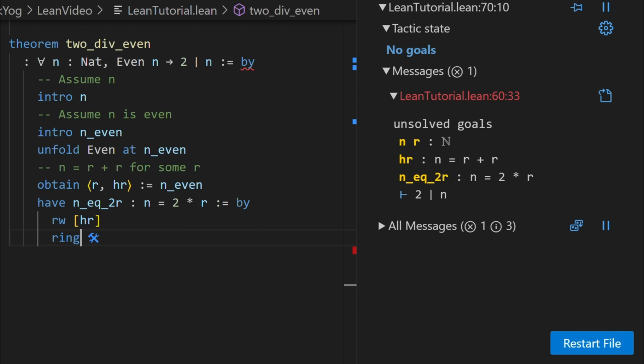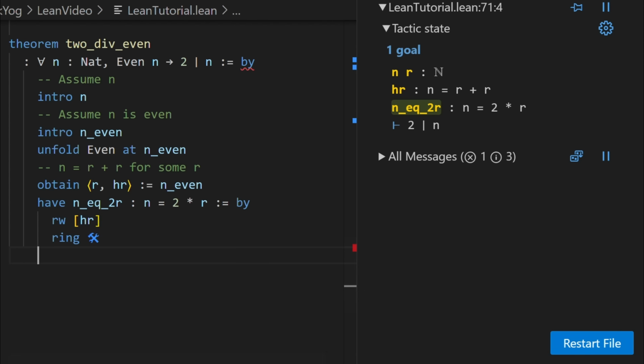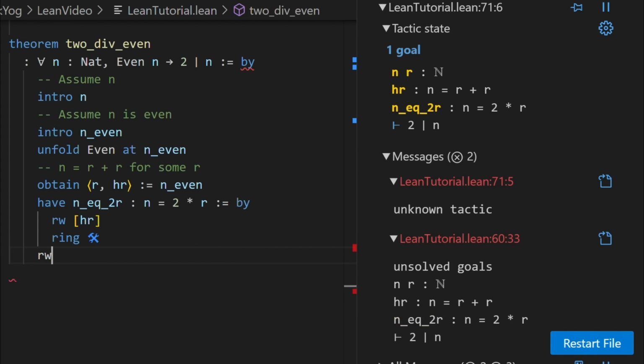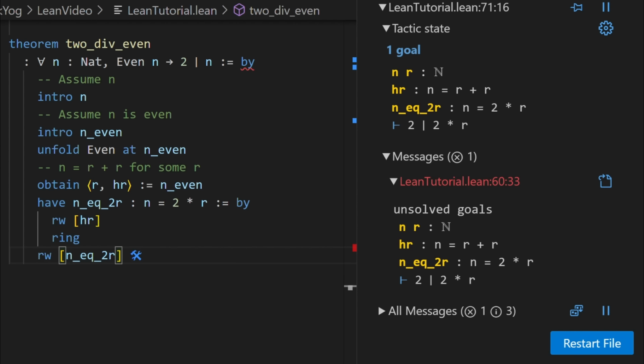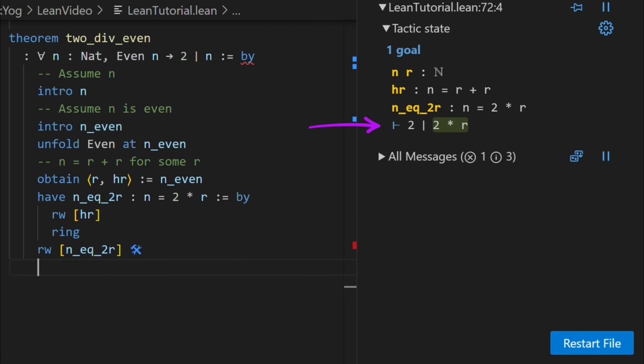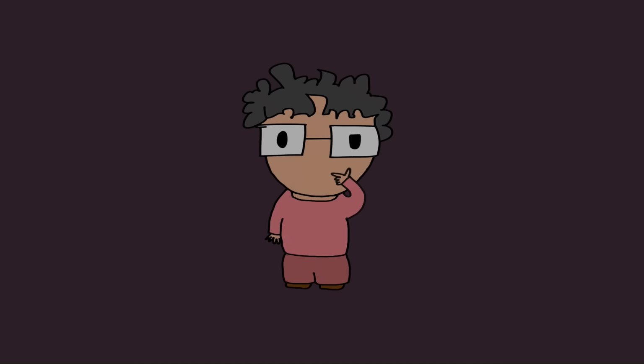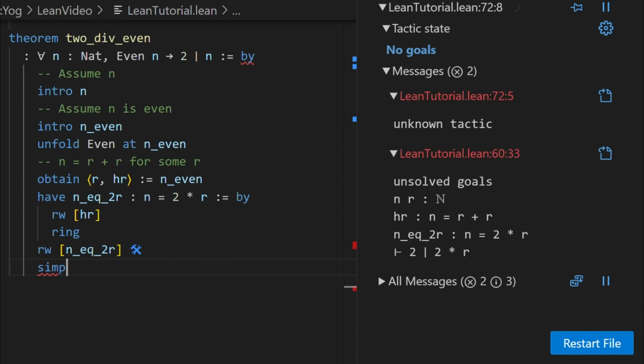That finishes the sub-goal. Going back to the main goal, simply rewrite n as 2 times r using rewrite n equal to r, and our goal appears trivial. I mean, surely 2 must divide something it is very clearly a factor of. If you ever think something looks trivial, try using the simp tactic. In this case, it works.